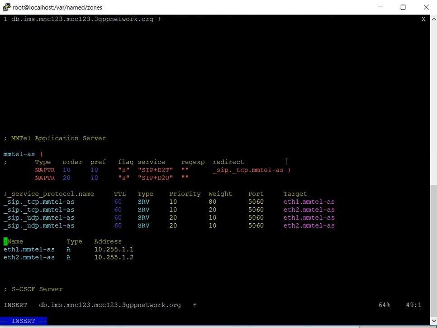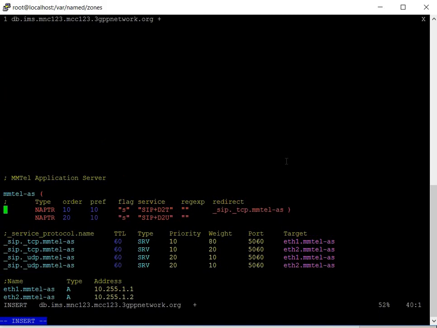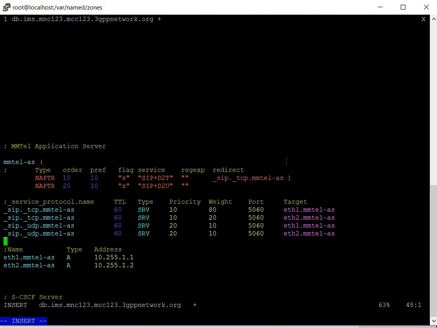SRVs will be followed by an A record, and then here I have the A records defined for ETH1 and ETH2. So this triplet is very common when you're defining an application server, or really any SIP server or SIP proxy in IMS in the way that you would define them.